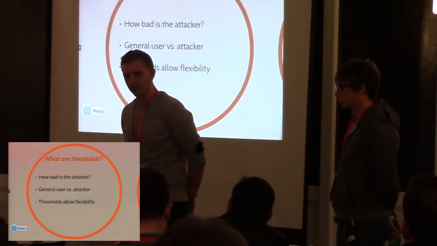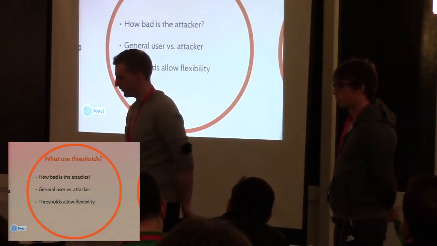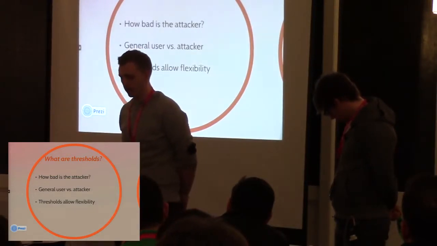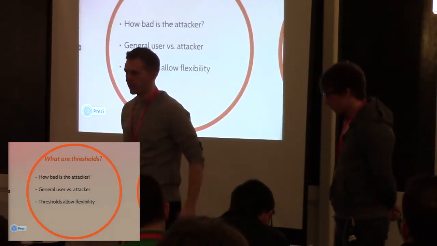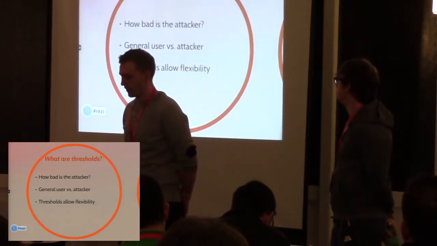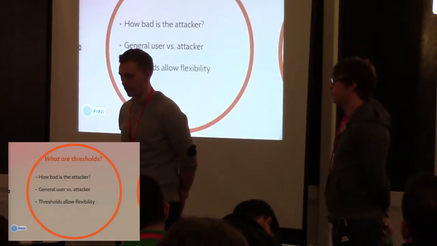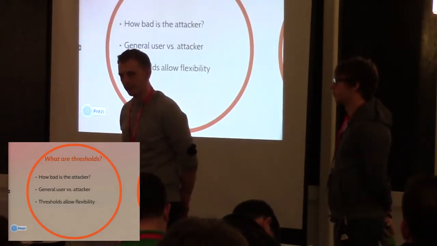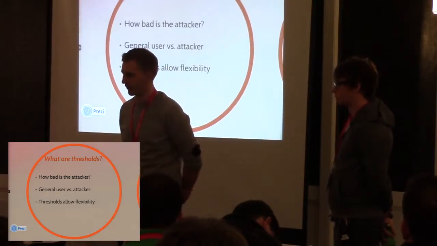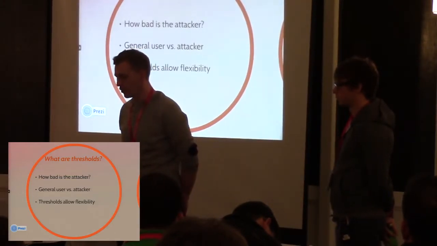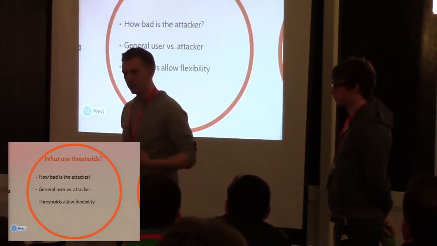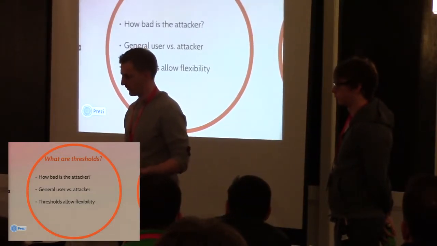So the next step that we were talking about was determining the threshold. So this is basically determining how bad we think the attacker actually is. And we want to make sure that when we're running any type of responses or giving any type of response back to a user, that we're being careful about distinguishing between a general user who maybe mistyped a URL and an attacker who is repeatedly trying to exploit vulnerabilities on your site or running a web application scan, for example. So the thresholds that are built into Ensnare allow this flexibility.